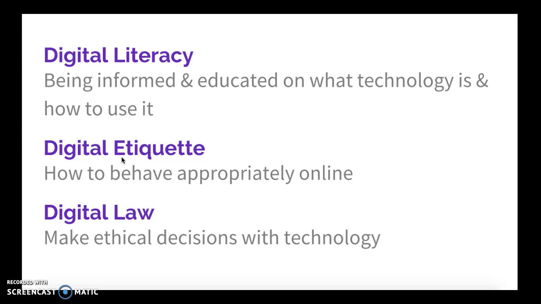Stage 5 is digital etiquette. Just like at the dinner table, etiquette is needed when dealing with digital citizenship. Students need to exhibit appropriate behavior that would allow other online users to feel comfortable while talking to them.